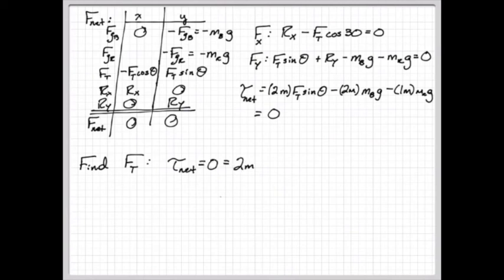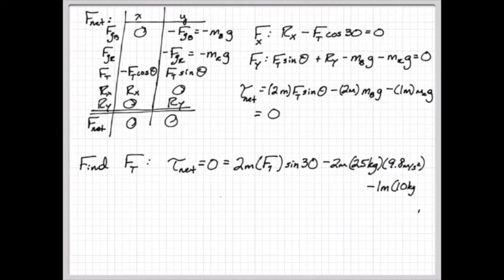Now, if you look at the net torque, looking for tension, that's really the only one of the 3 equations that we could solve for tension. So if we plug all the numbers in, 2 meters times tension times sine 30 minus 2 meters times 25 kilograms times gravity minus 1 meter times 10 kilograms times gravity. Now as I go through and calculate these, I know I'm going to write 9.8 because it's gravity, but when I do the calculations I'm just going to round that to 10.